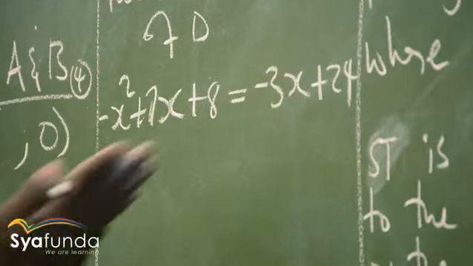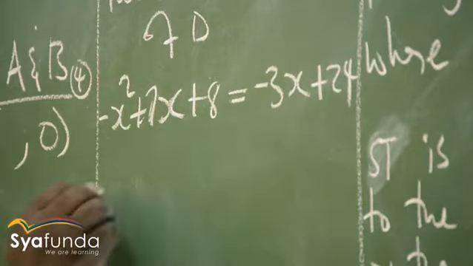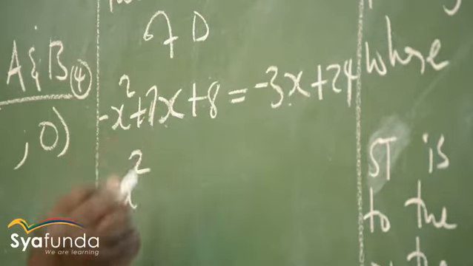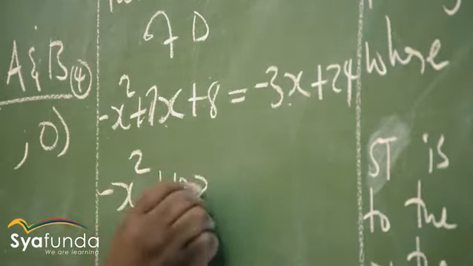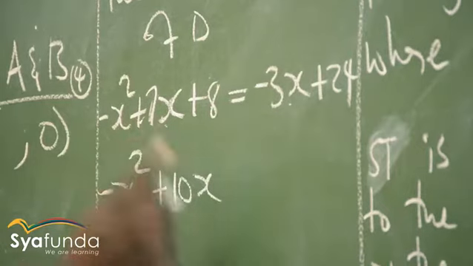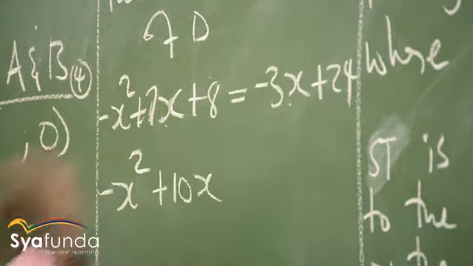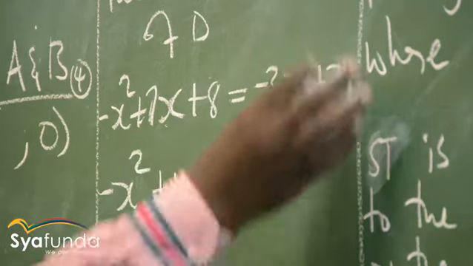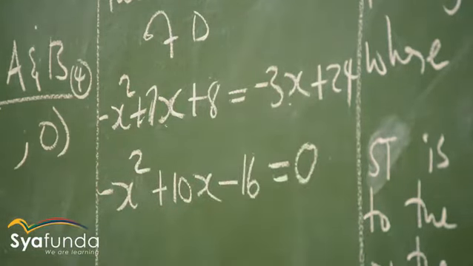Right, let's do this thing. I'll start with x. So we're going to have minus x squared. If this comes this side, I will have 10x, because this will be negative this side. This 24 minus 8 gives minus 16. This side will be left with nothing, 0. So that's what we have.